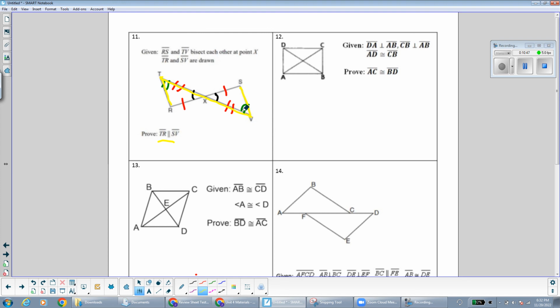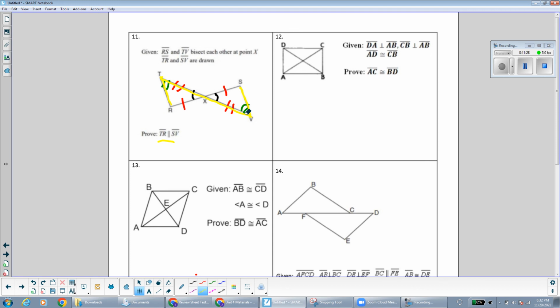So exactly what we do in your proof after your givens, you do need to mention TX is congruent to XV and RX is congruent to XS. And the reason for that is a bisector splits the line segment into two congruent parts. Then you need to mention angle TXR is congruent to angle SXV. And the reason for that is that intersecting lines form congruent vertical angles. Then you can say triangle TRX is congruent to triangle VSX by SAS. Then we can say angle T is congruent to angle V by CPCTC.